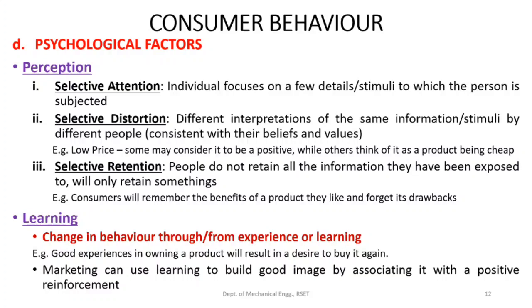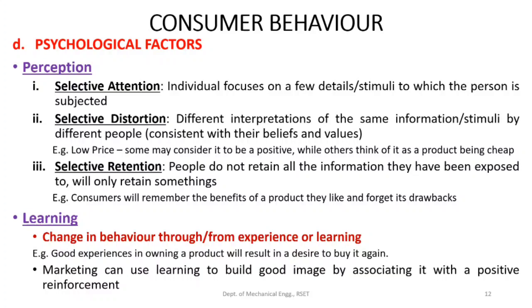Now, in selective attention, an individual focuses upon a few details or stimuli to which a person is subjected. He gives attention to only things that he likes to value. The rest of the details are left out in such a kind of perception mechanism. So selective attention is a mechanism where an individual focuses only on a few details or stimuli which he would like to receive.